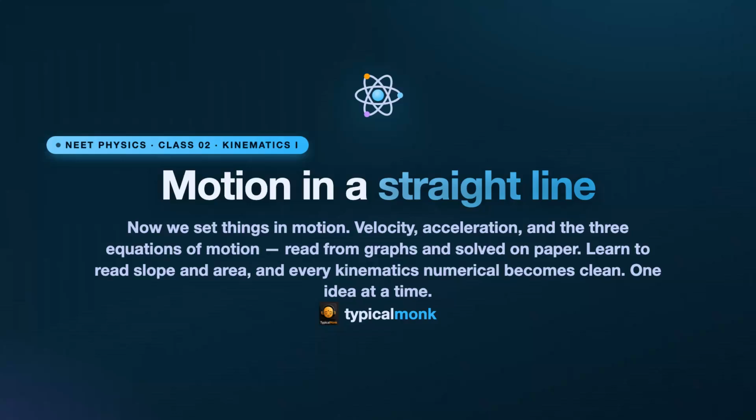change. When Arjun first met kinematics, he tried to memorize formulas blindly, and they slipped away. The day he learned to see motion as a graph, to read slope and area, the whole chapter became one clear picture. Today, we build that picture together. Take a slow breath. Let us begin.